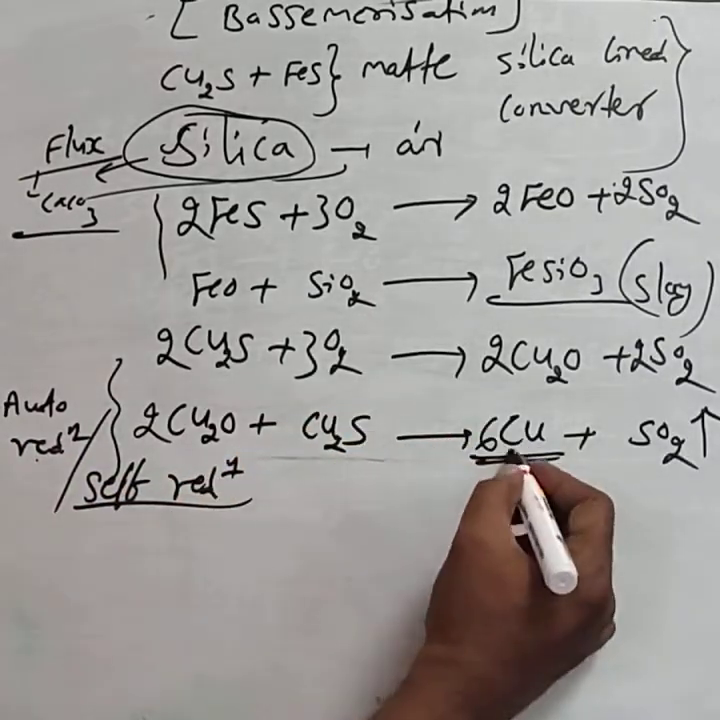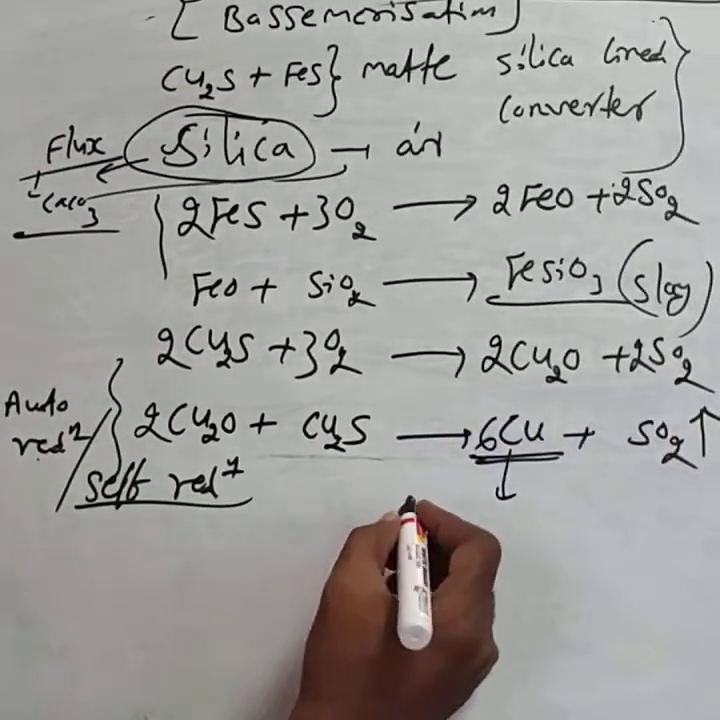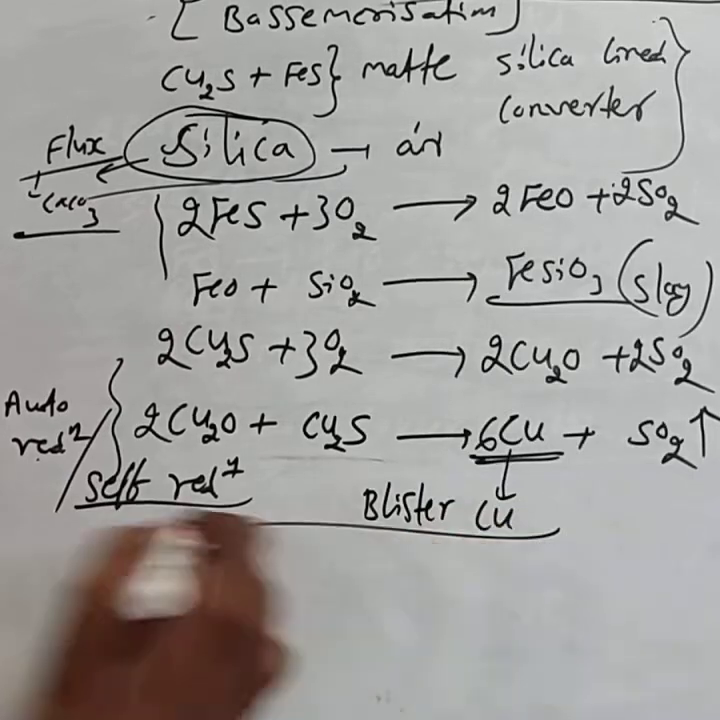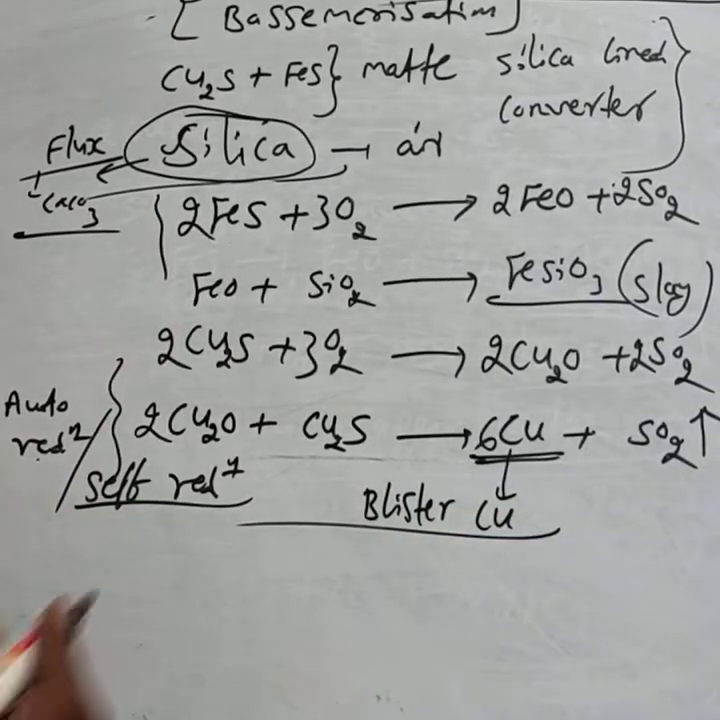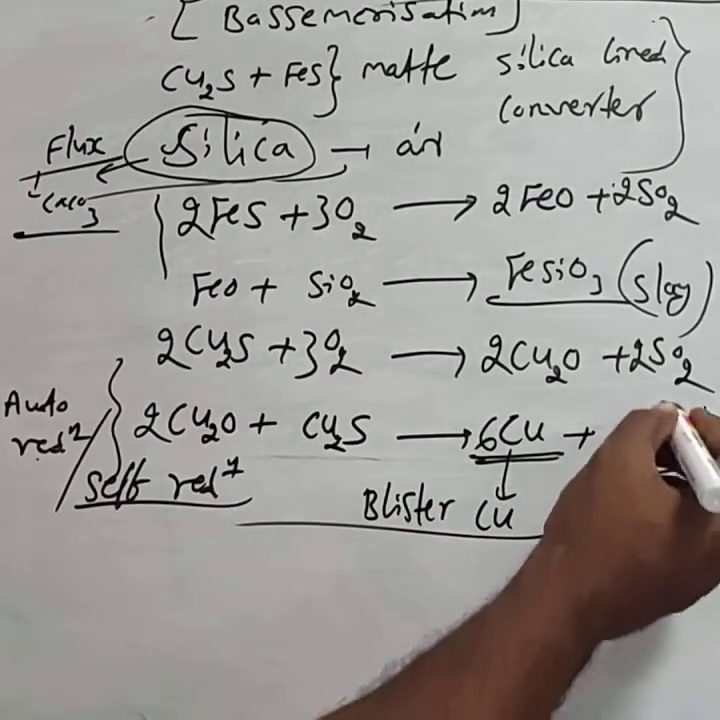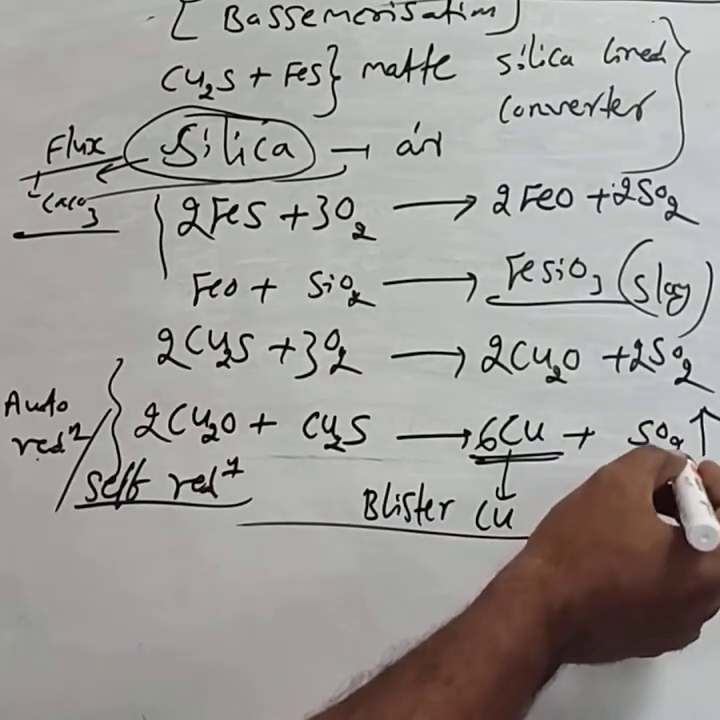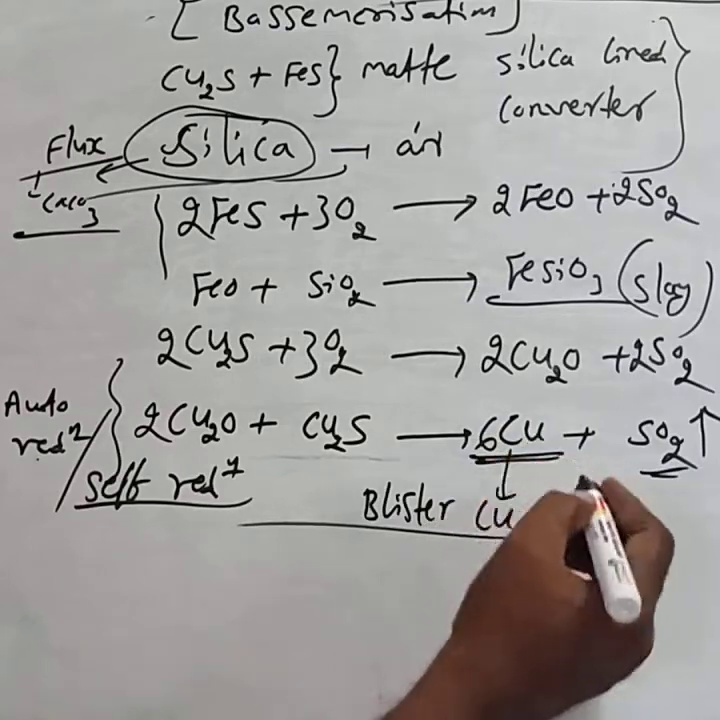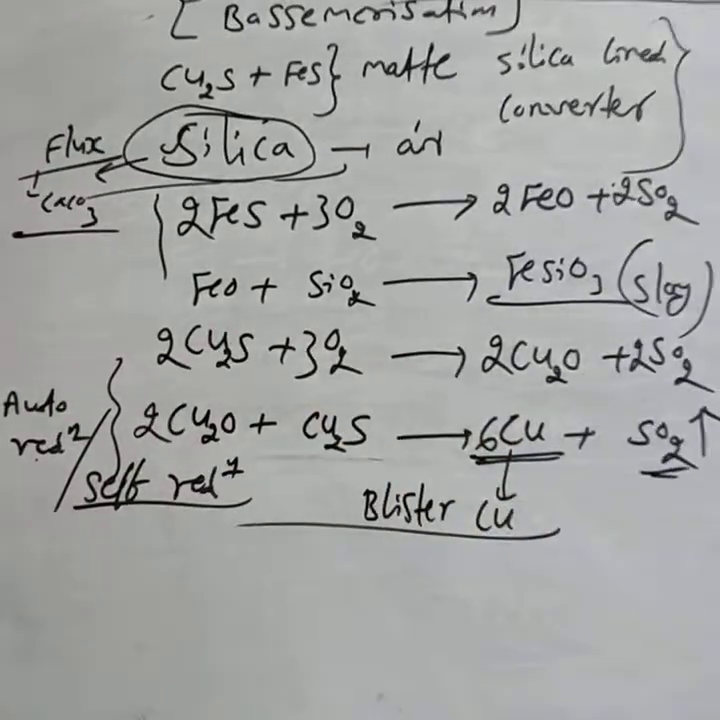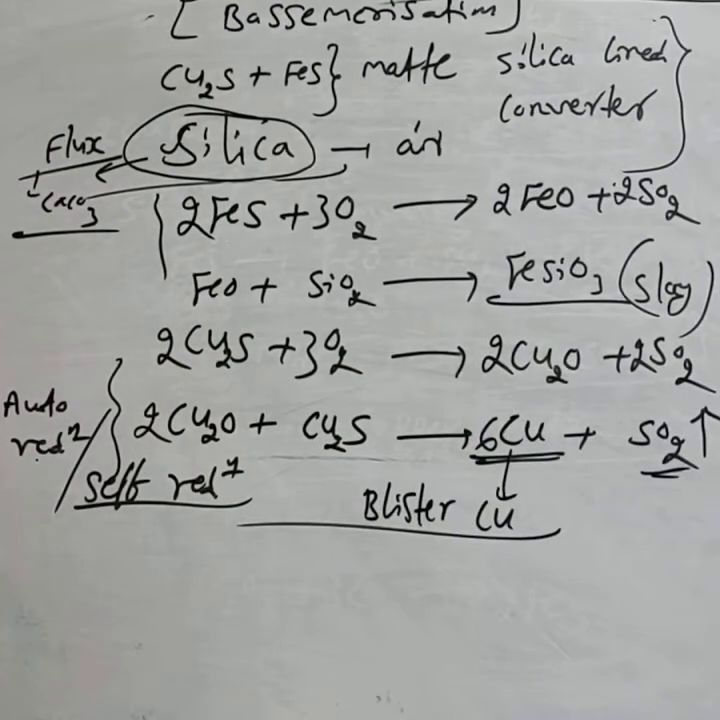Then, the copper obtained is commonly called blister copper. Why is it called blister copper? Due to the liberation of SO2 on the surface of the copper, blisters appear. Hence, the copper obtained we can call blister copper. This is about the extraction of copper from copper matte.